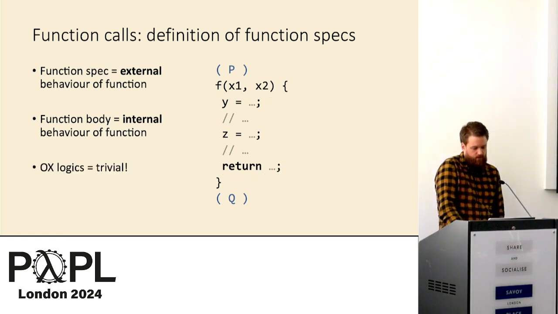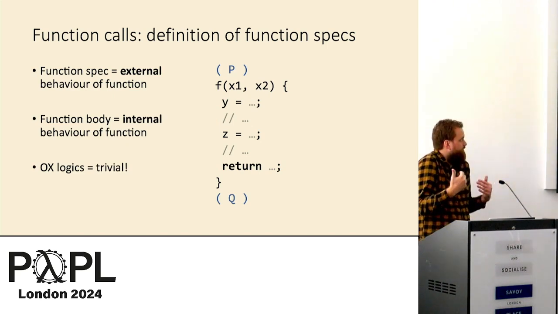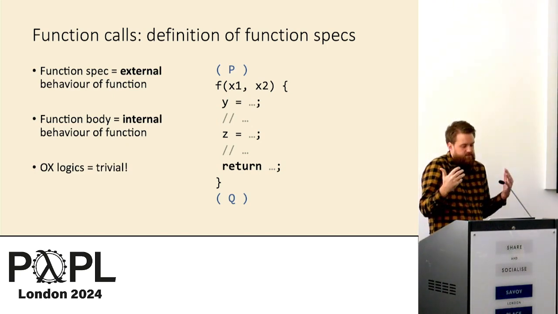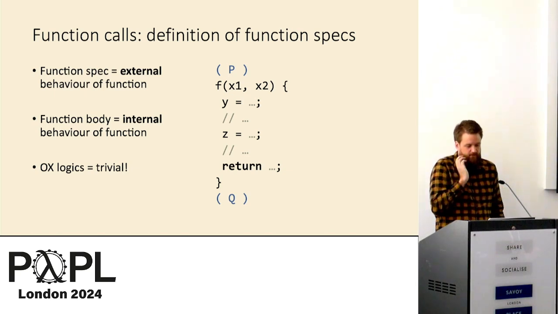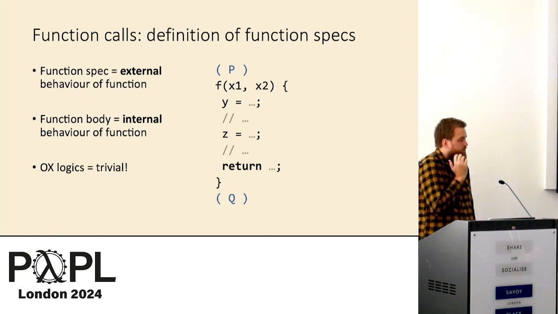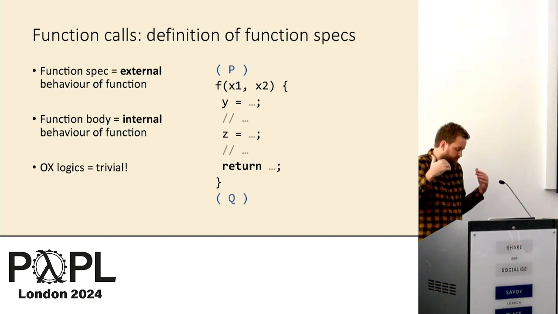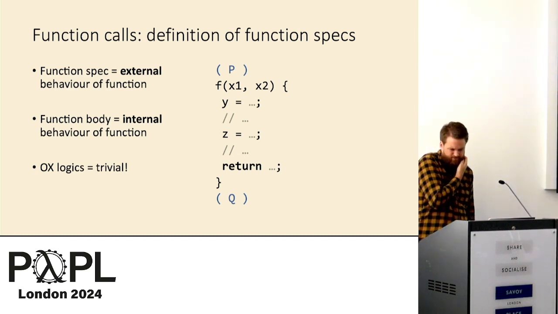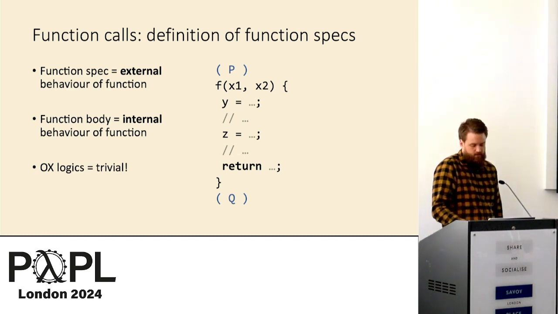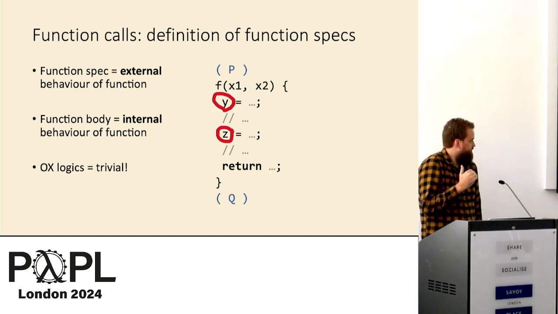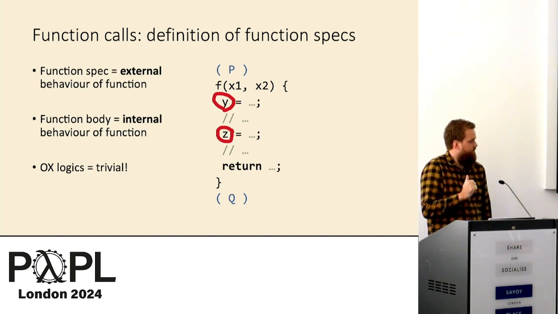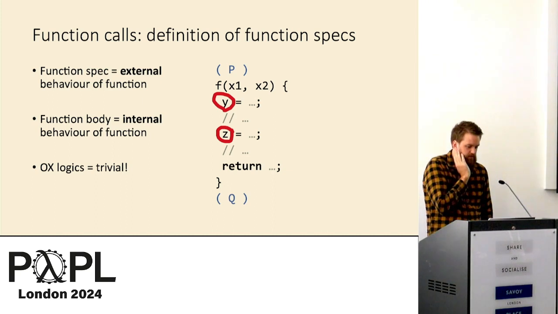So a natural question is, what is the relationship between these two behaviors of the function? So in over-approximate logics, these two behaviors kind of coincide, or they are so similar that we barely think about them. And why is that? Well, because the difference between these two behaviors is basically these program variables.